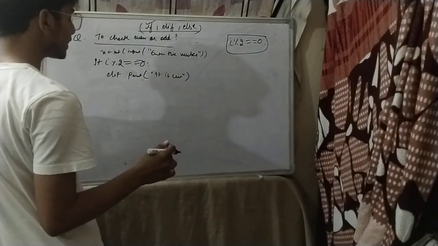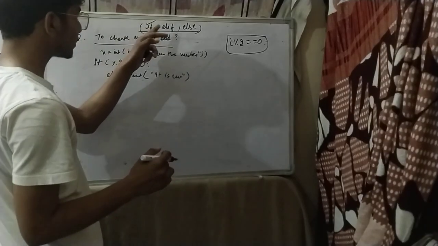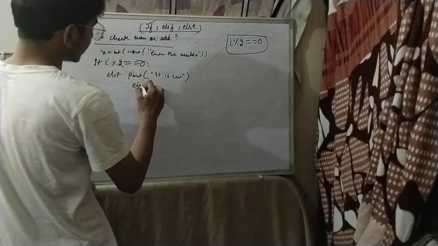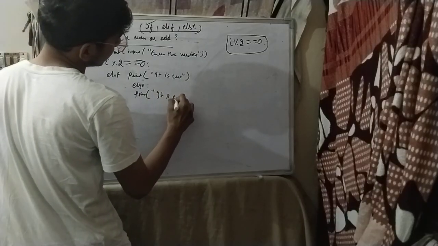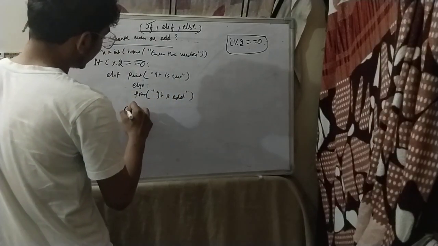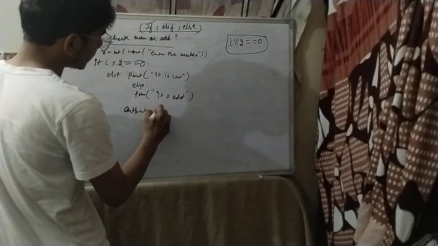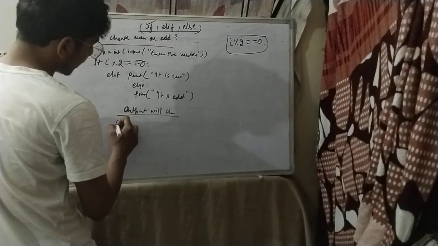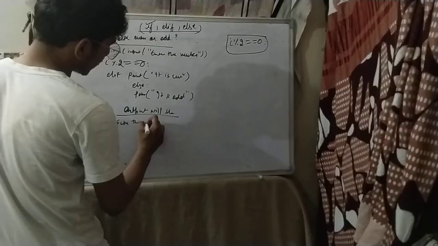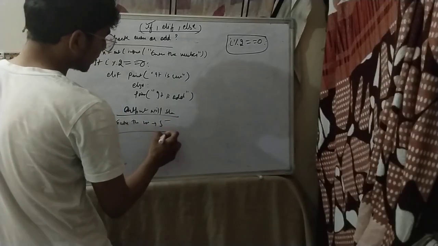Then after that, we are going to use else. Else, print it is odd. What will the output show here? If you write enter the number, like enter the number 5, it shows odd.